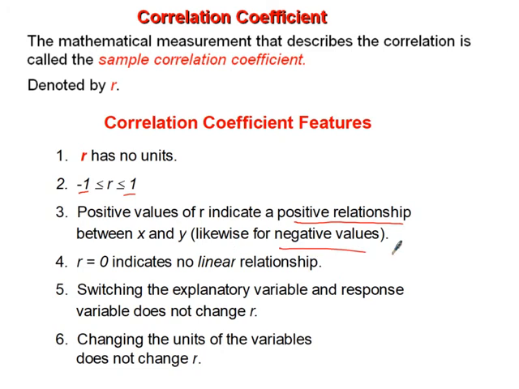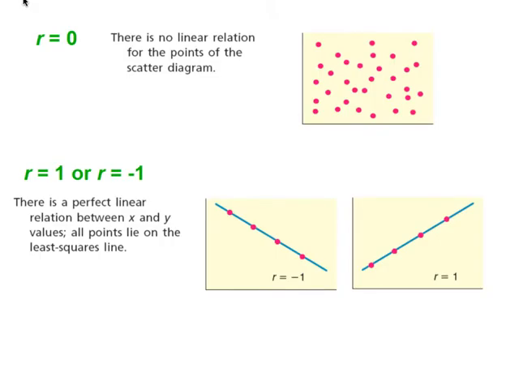If r is equal to 0, it indicates that there is no linear correlation whatsoever, so the points are all over the place. If you were to switch the x and the y around by accident or on purpose, that's not going to change the value of your r whatsoever. Changing the units, say from inches to meters, won't change the correlation coefficient at all either. Okay, so r equals 0, there we go, it looks like it's all over the place.